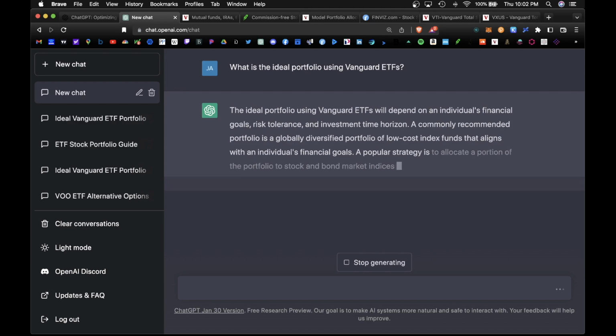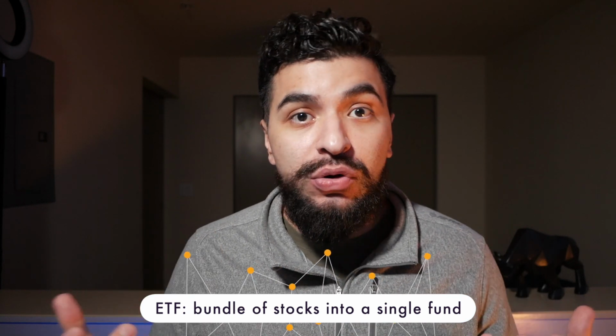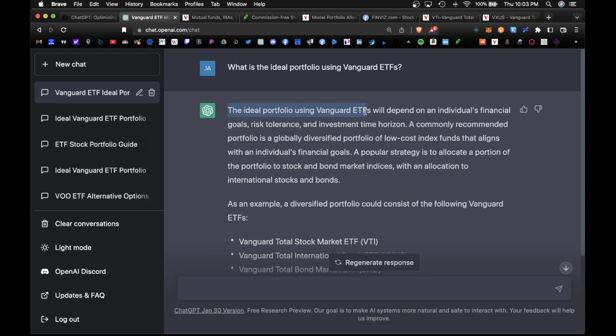And right away we get a very detailed response. So what is an ETF? Essentially, an ETF is an exchange traded fund, meaning it's a bundle of stocks that's traded as a single product. The ideal portfolio using Vanguard ETFs will depend on an individual's financial goals, risk tolerance, and investment time horizon. A commonly recommended portfolio is a globally diversified portfolio of low-cost index funds that aligns with an individual's financial goals. A popular strategy is to allocate a portion of the portfolio to stock and bond market indices with an allocation to international stocks and bonds.